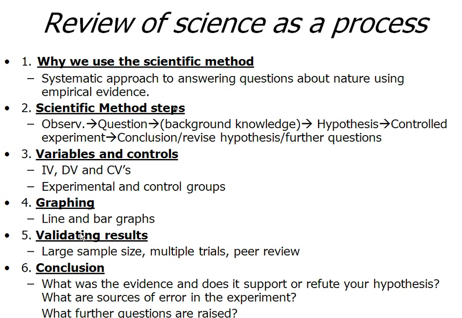If you do an experiment and you get really great results, but no one can repeat those results, and there's some problems with your work, then no one else is going to accept those results. Other people have to be able to independently get those same results you did. Otherwise, it's not science. The conclusion: what was the evidence, and does it support or refute your hypothesis?